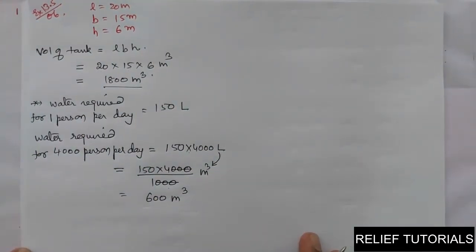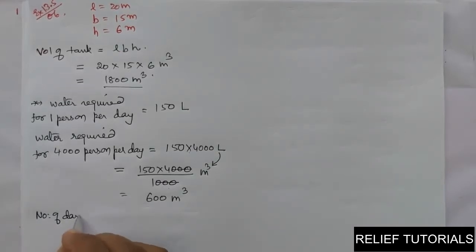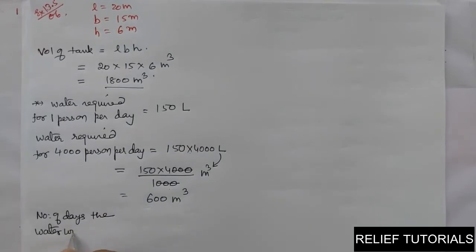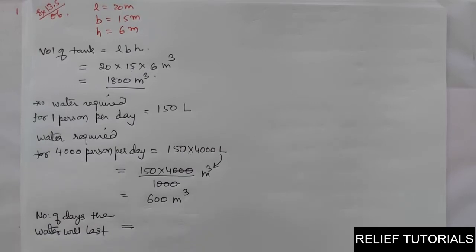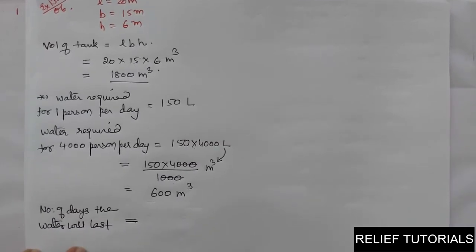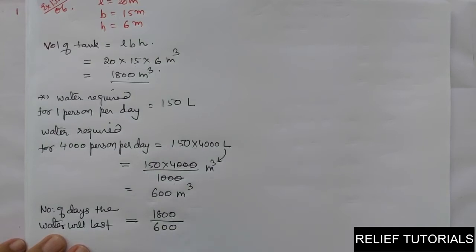So now we can find number of days the water will last. Number of days the water will last is equals to capacity of a tank divided by water required per day. So capacity of tank is 1800 meter cube and water consumed per day is 600. So you divide this, answer will be 3. So number of days the water will last is 3 days.